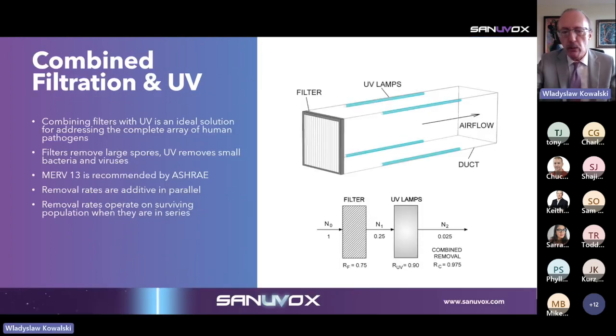Now, again, I want to reiterate that combining UV and filtration is optimum. You get an optimum removal of all pathogens across the entire range of pathogens, from fungal spores to small bacteria. ASHRAE has recommended a MERV 13 filter. A MERV 13 combined with a UV system producing a typical 99.9% against some target microorganism will give you the greatest removal rates, and possibly at a lower cost, though this remains to be seen and evaluated. It's a simple matter to combine filters and UV in series.